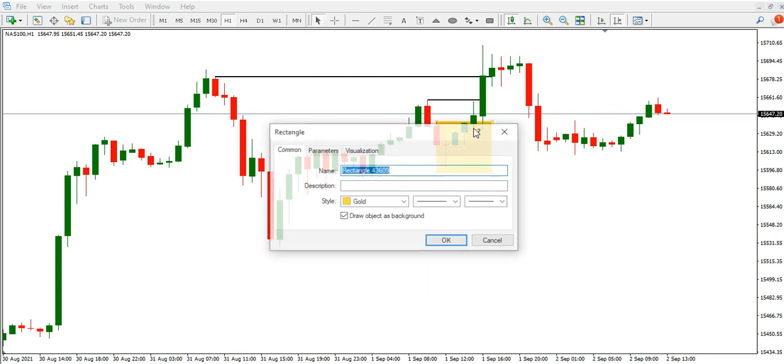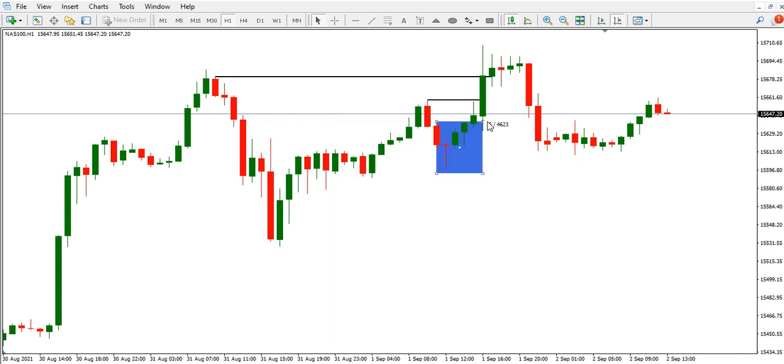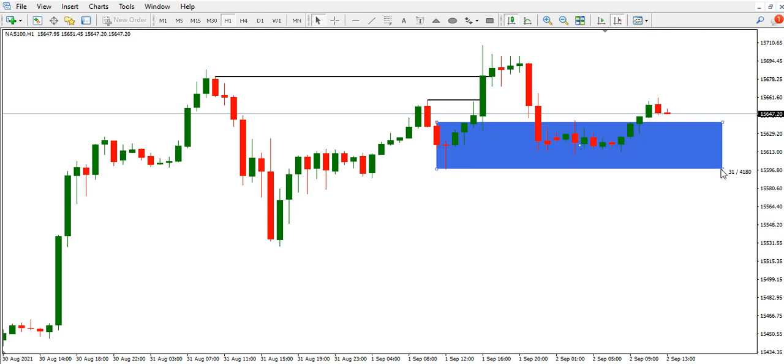Let's change the color. Royal Blue, okay, yeah. And then if we extend our rectangle further, we now see why price came down into this level. This is a bullish order block on H1, and this order block is for the micro structure. So we have a macro structure here and we have a microstructure here.